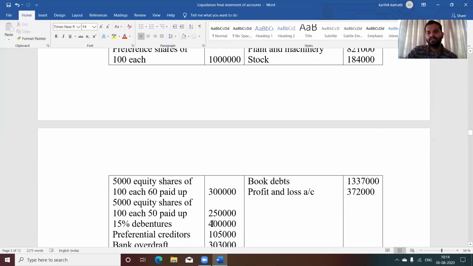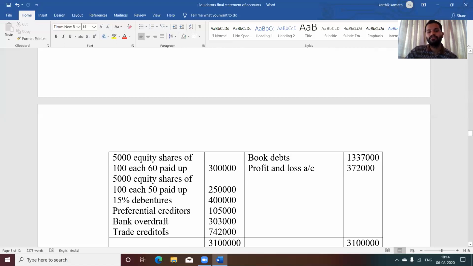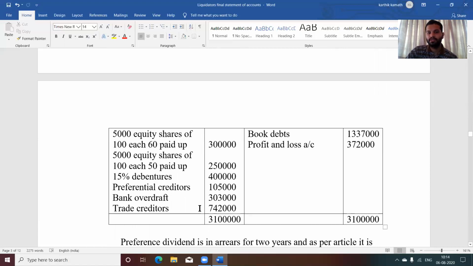So one thing you can see here is that there is a partly paid share. Here shares are not fully paid. In that case, there is an adjustment. 15% debenture, either it is to be paid fully, or if it is not paid fully, you have to make it a fully paid share by doing one adjustment. 15% debenture, 4 lakh, preferential creditor 1,05,000, bank overdraft 3,03,000, trade creditors 7,42,000. So total of the liability side is 31 lakh.